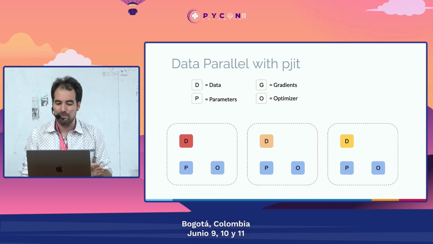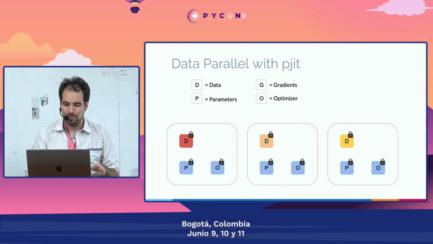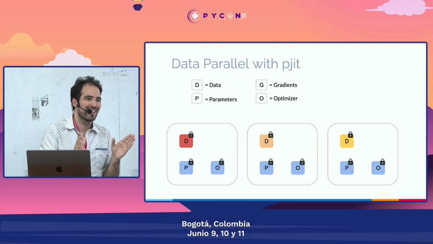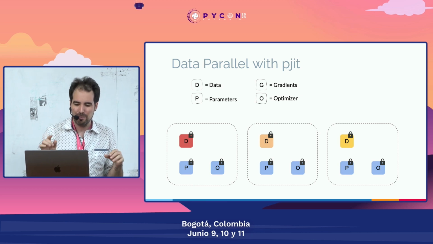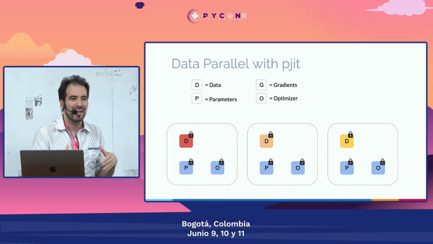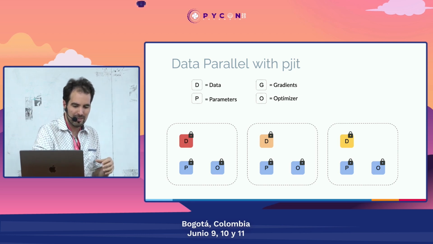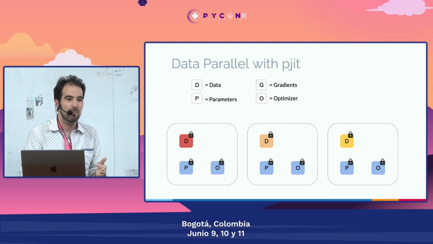But what is the idea? With pjit, you're gonna say, okay, I want this, and you're gonna instruct it: please make sure that, in the program, the sharding I gave you, you respect it. So what is it gonna be? You're going to shard the data, but you're gonna replicate the parameters.